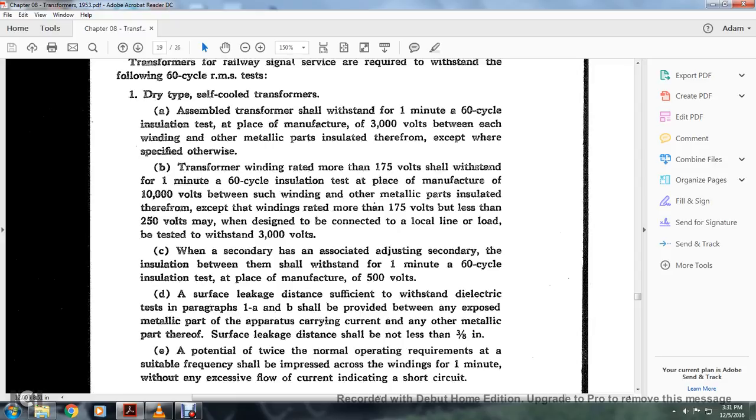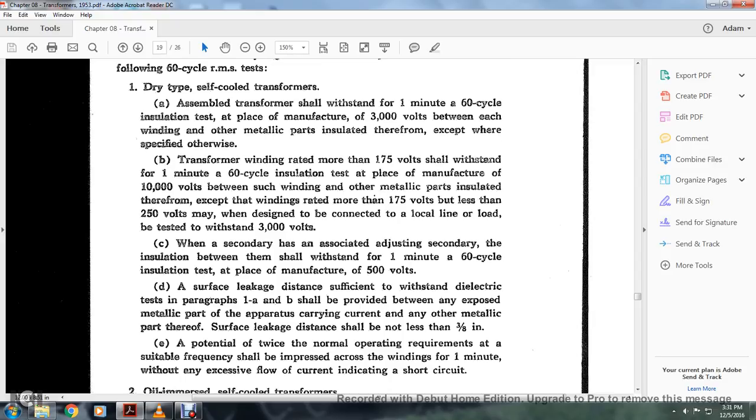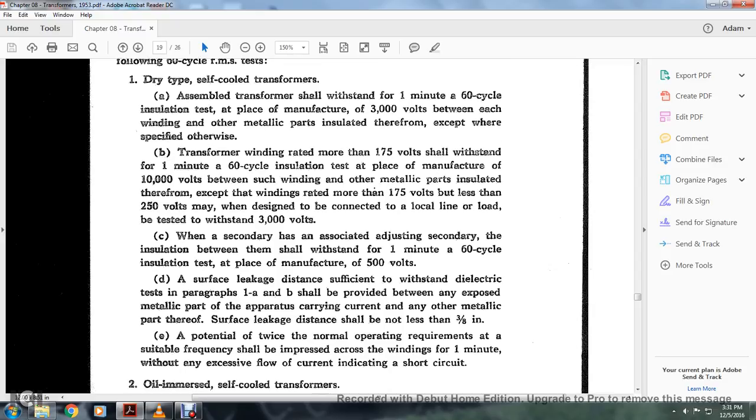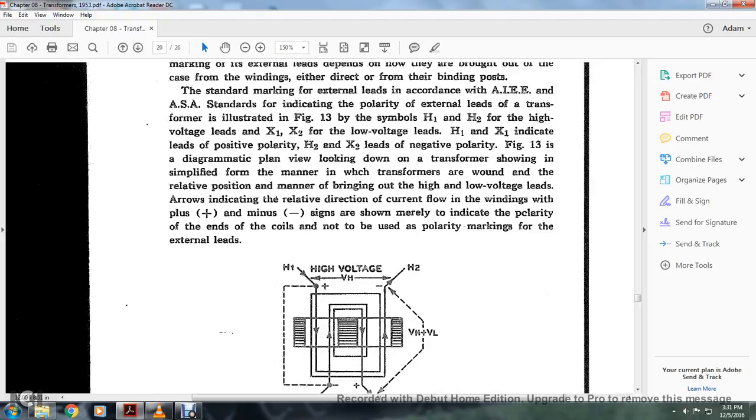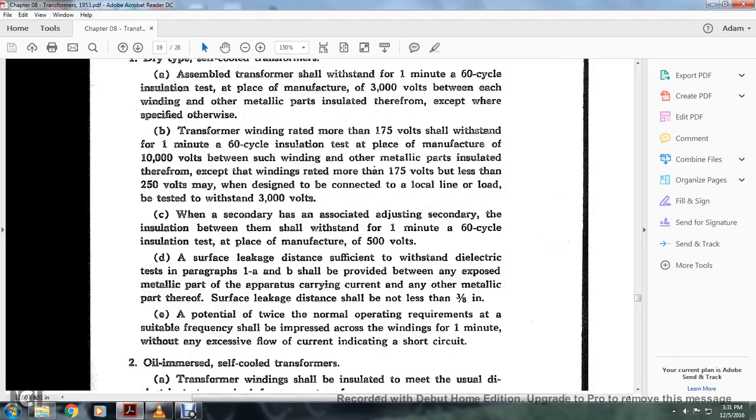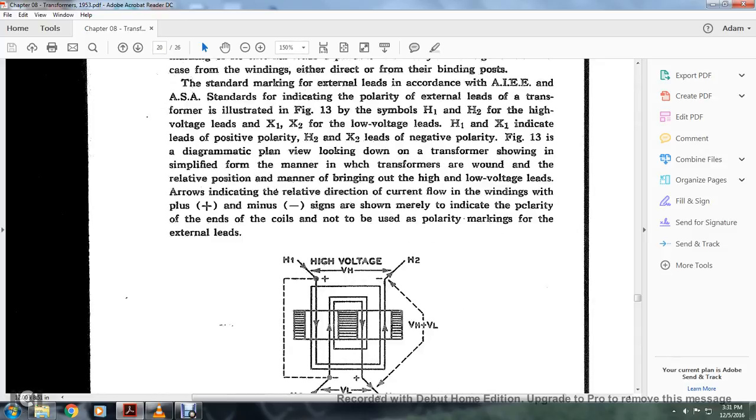Surface leakage distance should not be less than 1/3 of an inch. A potential of twice the normal operating requirements at suitable frequency shall be impressed across the windings for 1 minute without any excessive flow of current indicating a short circuit. 2. Oil immersed self-cooled transformers. A. The transformer winding should be insulated to meet unusual conditions.